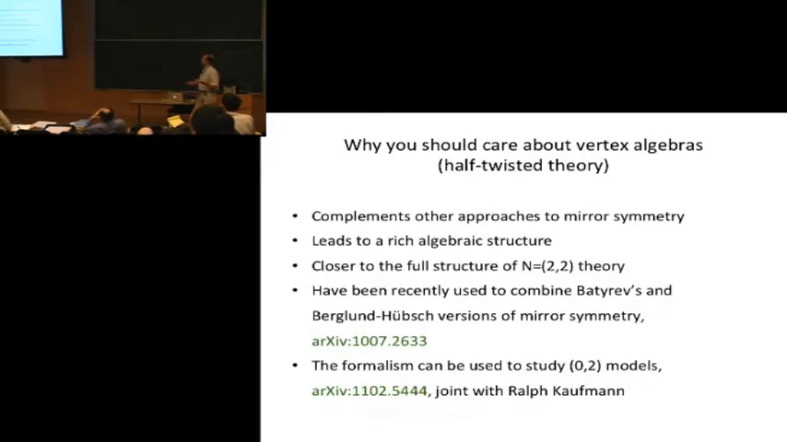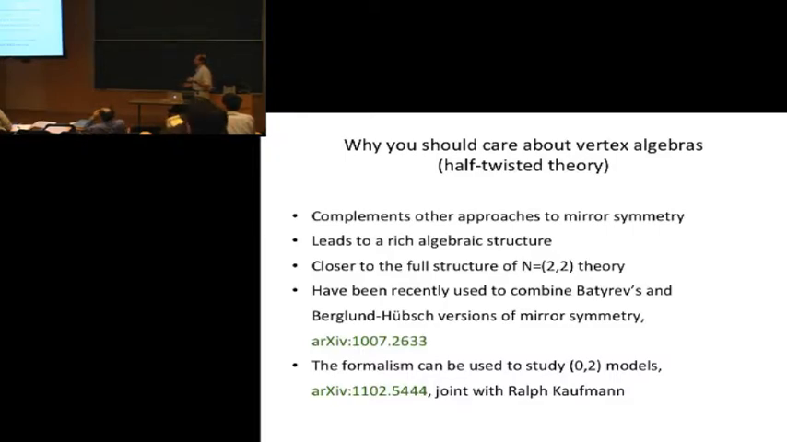I have to explain to you why you should be interested in this approach. Well, it complements other approaches. No, it's not an alternative approach, it's just one other wrinkle of the story. At least a rich algebraic structure, because you get vertex algebras which have N equals 2 symmetry. You'll see, for an algebraically inclined person, it's a great object to look at. It's closer to the full structure in N equals 2 theory, so for me, that's the most important selling point. It's not a topological theory, it's really a conformal field theory. So you have a better hope of actually getting 2-2.